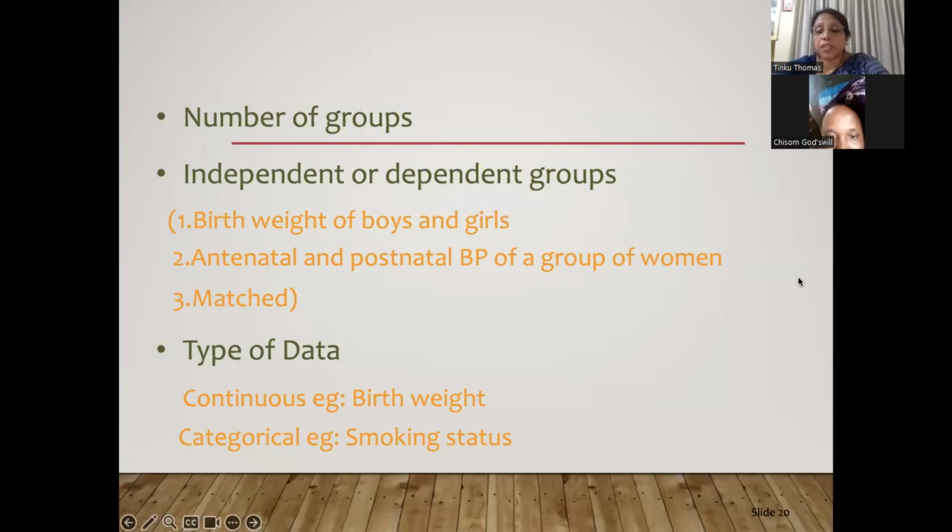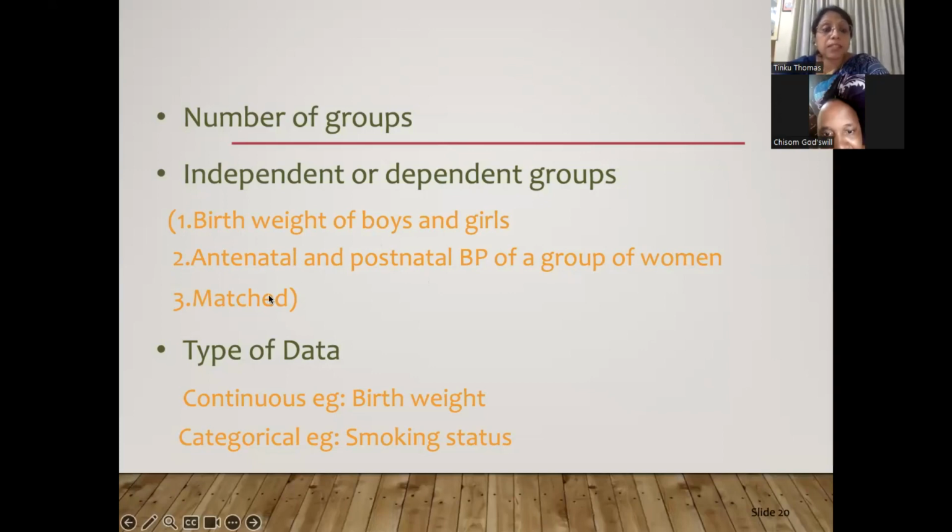For example, in this case, you can see examples for independent or dependent groups. Birth weight of boys and girls, they are independent. Boys and girls are independent groups. Antenatal and postnatal BP of a group of women, they are dependent. That means it's in the same group of women that we are measuring antenatal and postnatal BP.